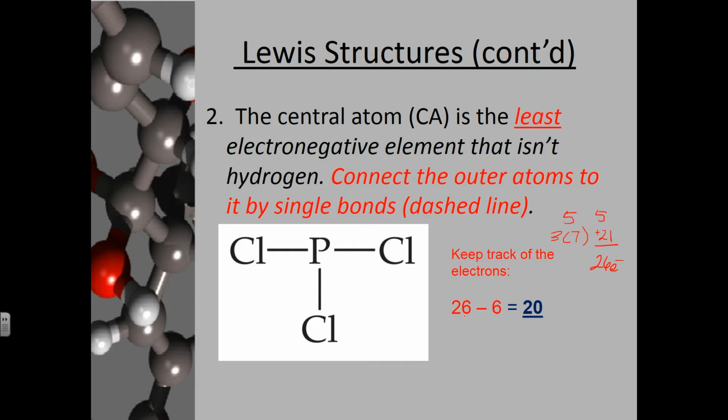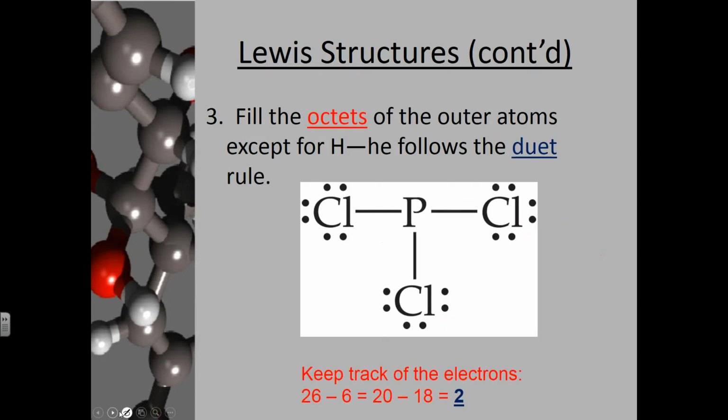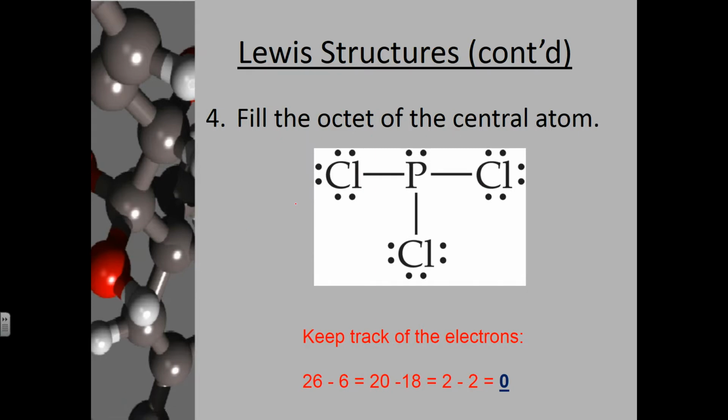So as you keep track of your electrons, your total electrons minus your bonding electrons, 26 minus 6, will leave you with 20. And these are going to be our dots that we're going to place around to fulfill the octet rule. You're going to then fill the octet of the outer atoms, except for hydrogen, which follows the duet rule, but hydrogen is not in this example. So we said we had 20 dots. You're going to put 2, 4, 6, 8, 10, 12, 14, 16, 18. Now that I have filled all of those, all the chlorines have their octet. I still have 2 electrons remaining, so they're going to end up going on the phosphorus to fulfill its octet. That's going to give every atom 8 electrons, 8 around the chlorines, that's their octet, and phosphorus has 2, 4, 6, 8.